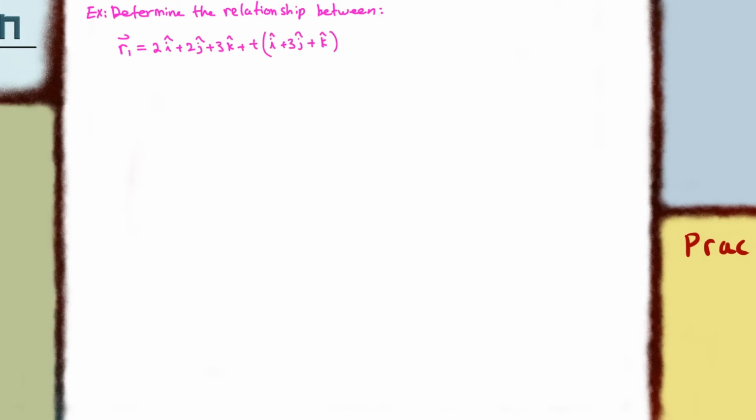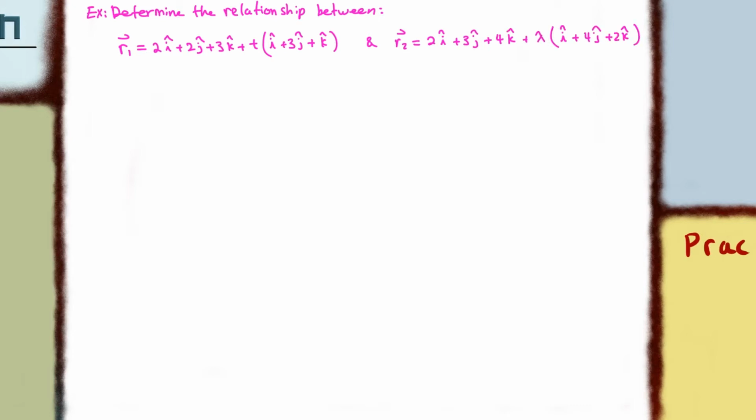Let's start with an example. We're going to look at two lines and we are going to determine the relationship between them. The best way to start these questions is to figure out if they're parallel or not. And to do that, we need their direction vectors.